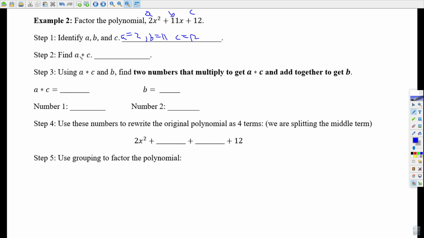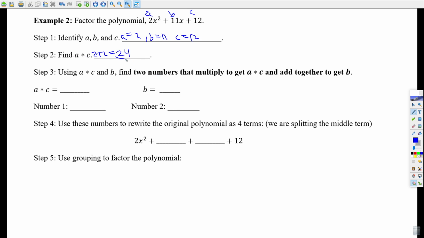Then step 2, we're going to multiply a times c together. So a is 2, c is 12. We're going to do 2 times 12, that's a times symbol, and that gives you 24.